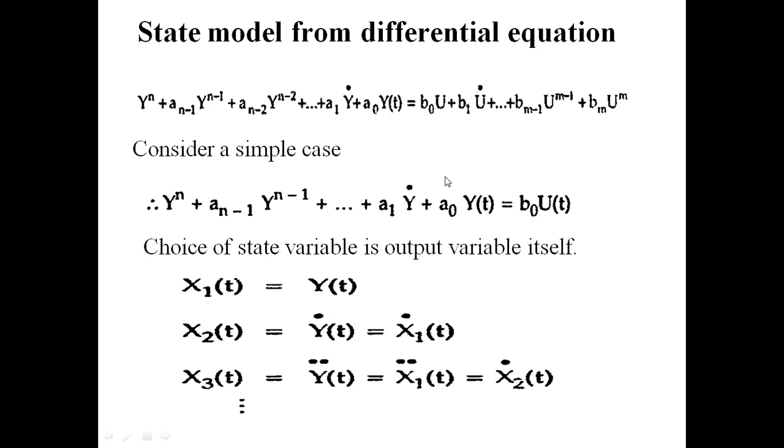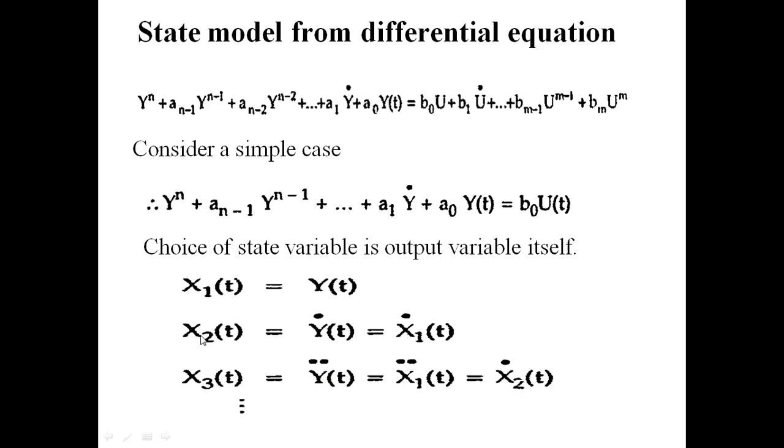First, y of t always represents the first state variable. The first state variable we will always represent as x1 of t. So x1 of t is nothing but y of t. Then x2 of t is the differential form of the output, that is y dash of t. We can call this x1 dash of t. Then again y double dash of t we can rewrite as x3 of t. So x3 of t means y double dash of t, which is equal to x1 double dash of t. We can also write it as x2 dash of t.